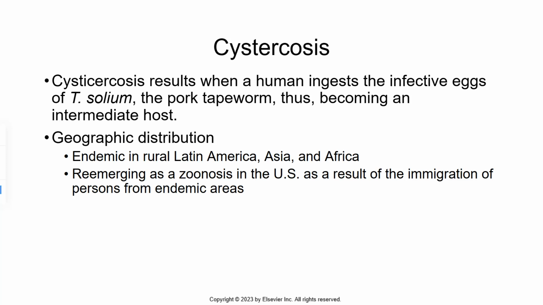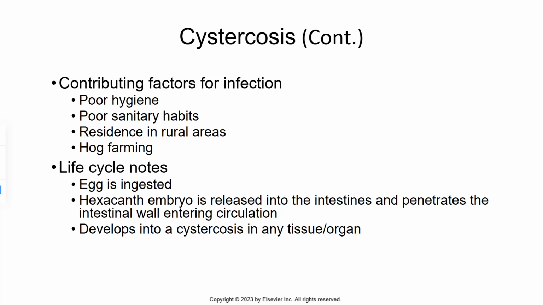Geographic distribution: endemic in rural Latin America, Asia, and Africa, reemerging as a zoonosis in the United States as a result of the immigration of people from endemic areas. Contributing factors for infection: poor hygiene, poor sanitary habits, residence in rural areas, or hog farming. Life cycle notes: the egg is ingested, the hexacanth embryo is released into the intestine and penetrates the intestinal wall, entering circulation, and then it develops into a cysticercus in any tissue or organ.